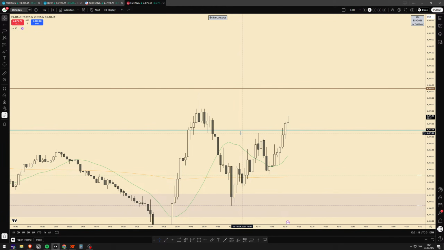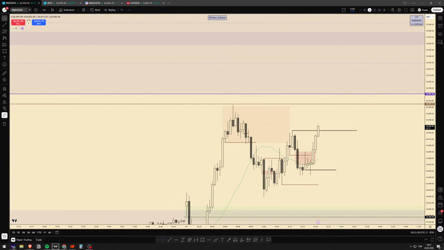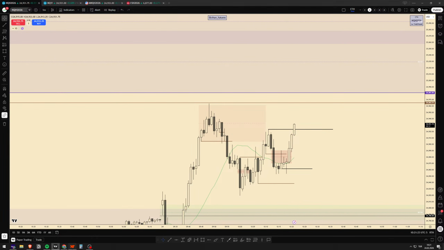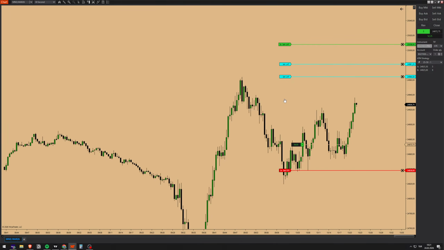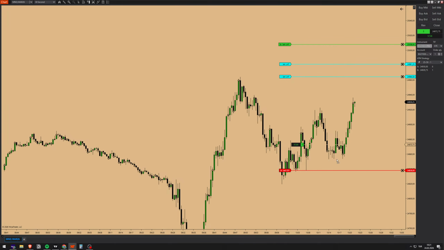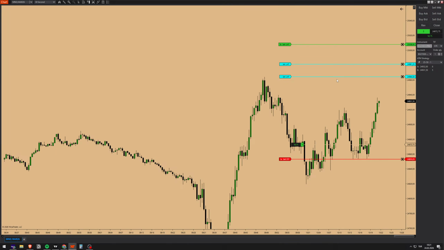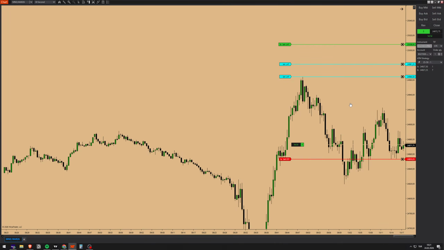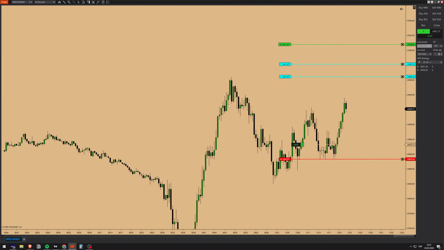ES already broke above, which is a good sign. Nasdaq might want to follow along. Okay, now I want to see a closure above it. After the closure, I will trail my stop loss in here. If these partial levels were a little bit further away, I would have added to this position, but since the partial levels are really close, I don't make additions. Also, price has been slow, so I don't want to add near the range highs.